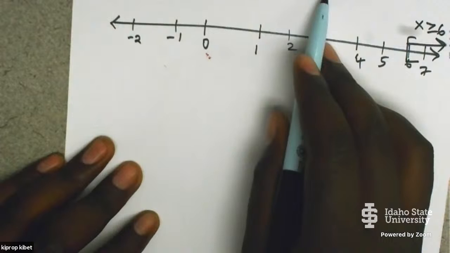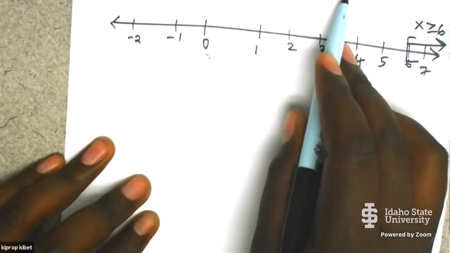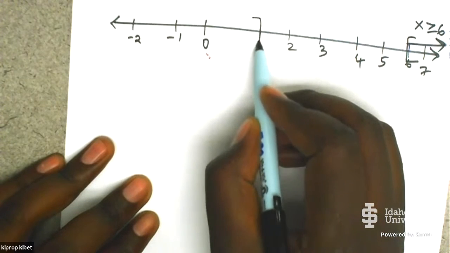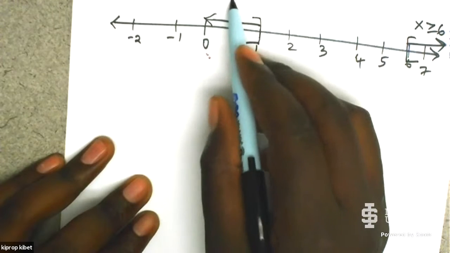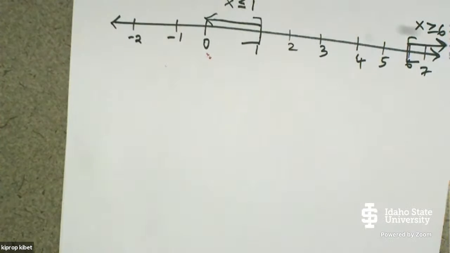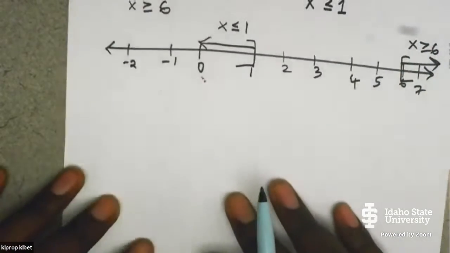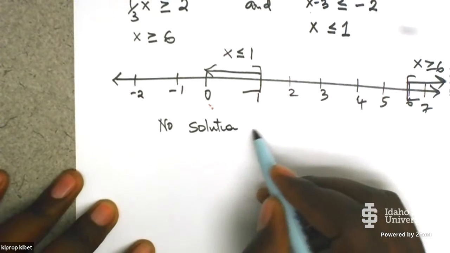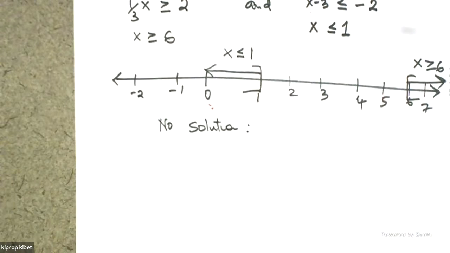Then x less or equal to 1. What happens? It is going what? So is there any solution? That means there is no solution because it doesn't satisfy all the inequalities. You can just write there is no solution.